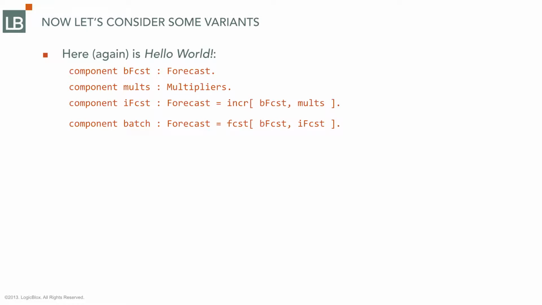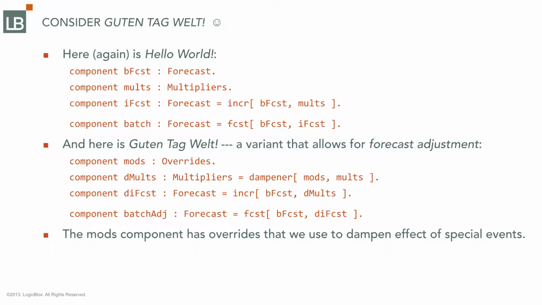And can you show us what an assembly spec for one of these variants might look like? So if you look at the slide that's being depicted now, this is the Hello World assembly spec that we were looking at just a moment ago. And this is a new one, a variant that I'm calling Guten Tag Welt. It's a variant of Hello World that allows for forecast adjustment. And if you look at this assembly spec, you'll notice a couple of things. So first, it's not exactly the same as Hello World. It's got some new components, a new interface, and a new refinement.